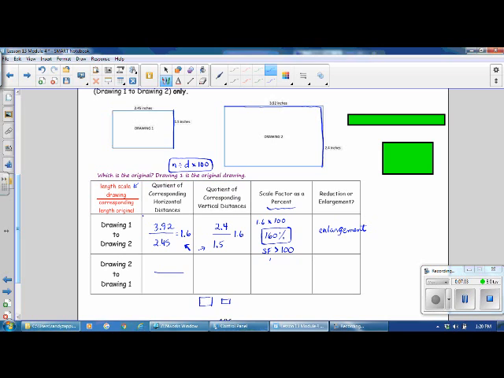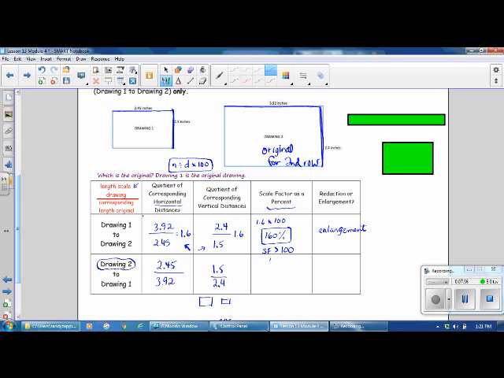Now, the important thing to notice here is that drawing 2 is now our original. And the original goes in the denominator. So we want the horizontal distance, and that is 3.92. And then we want the horizontal distance on the drawing, and that's 2.45. And then the vertical original distance is 2.4. And then the vertical distance on the scale drawing is 1.5. So notice that it's the reciprocal of the previous fraction.